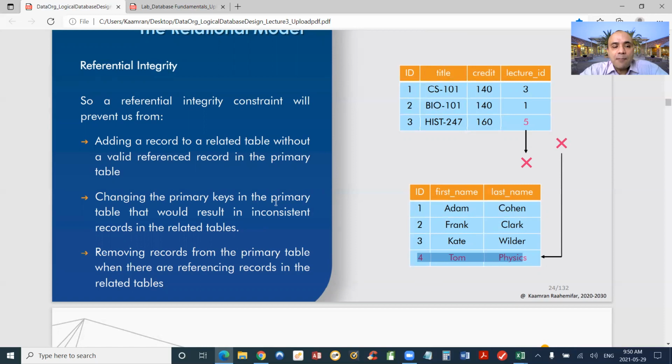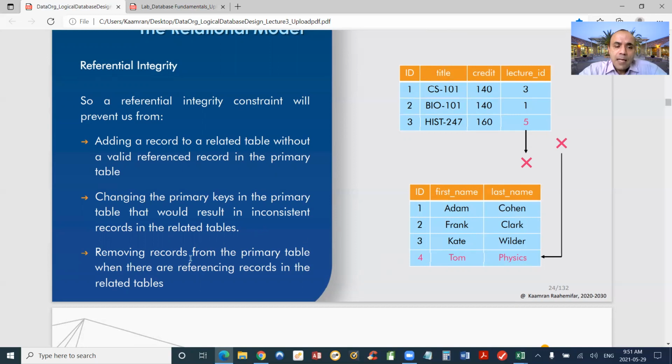Changing the primary keys in the primary table would result in inconsistent records in the table. So if I change this primary, for example, if this was 5, I would have been fine. Of course, 2 hasn't been used here, so I don't see Frank Clark used here. Maybe it has been used in another table, so I can forgive that. But if it has never been used, then you need to take it out, purge it. But if this is 5, then it would have been fine. But what happened to 4? Then you can either say I removed it, or you can say 4, and then you can say NULL.